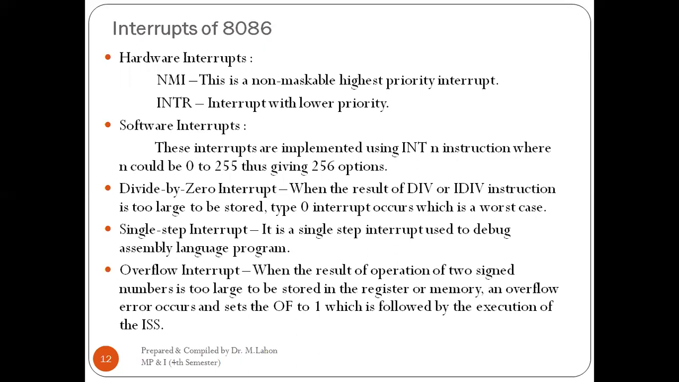There is an interrupt called divide by zero interrupt. So what is this interrupt? When the result of a DIV or IDIV instruction is too large to be stored in the designated location, this type of interrupt occurs. The single step interrupt is used while debugging an assembly language program. You have already experienced this maybe when you are doing your assembly language programming. When we try to debug it, we go step by step. We interrupt the execution of the program, and we want to see the execution step by step. So that is called the single step interrupt.